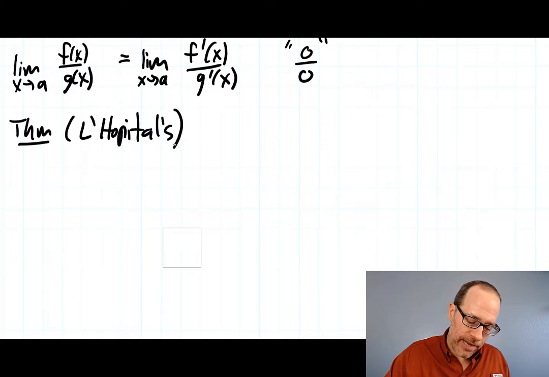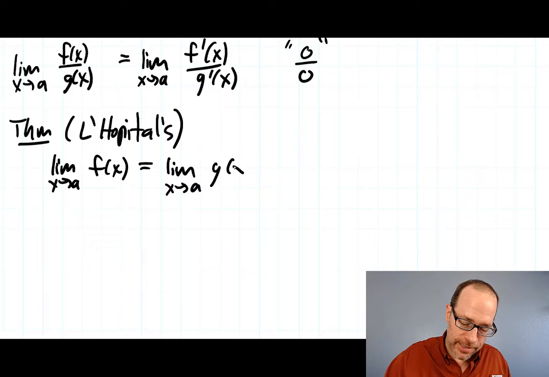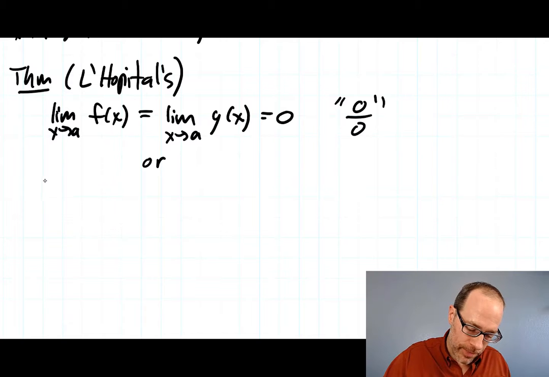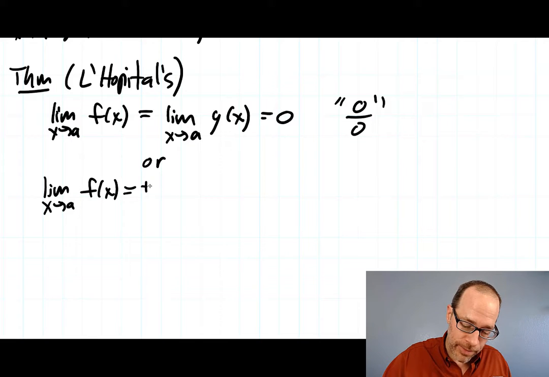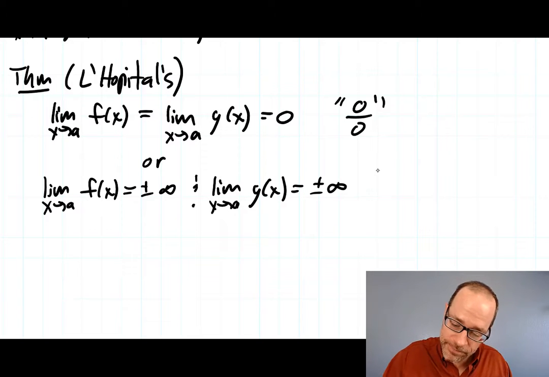And the setup is you either have to have the limit as x goes to a of f of x is the same as the limit as x goes to a of g of x to be 0. This is the 0 over 0 case. Or they have to both go to infinity. The limit as x goes to a of f of x is either plus or minus infinity, and the limit as x goes to a of g of x has to be plus or minus infinity. It doesn't have to be the same plus or minus. That's called infinity over infinity.